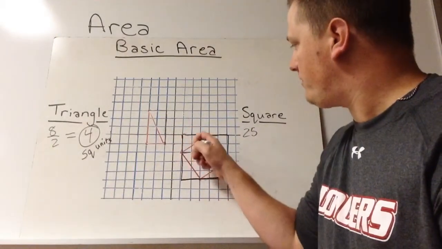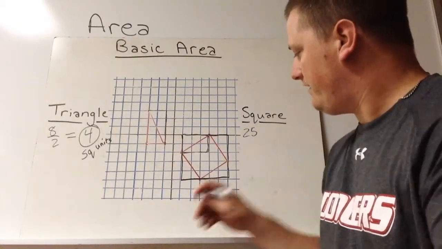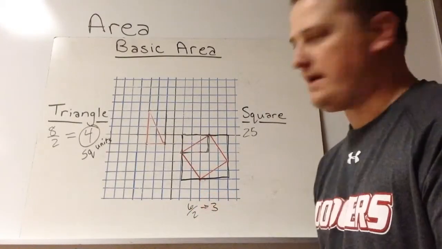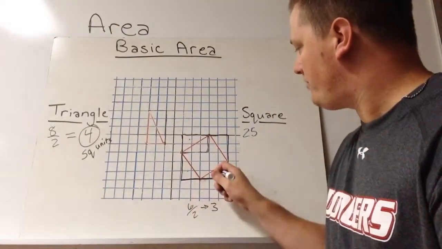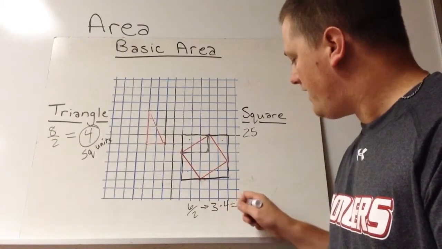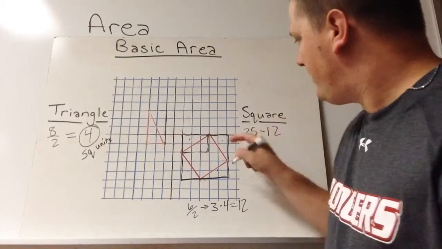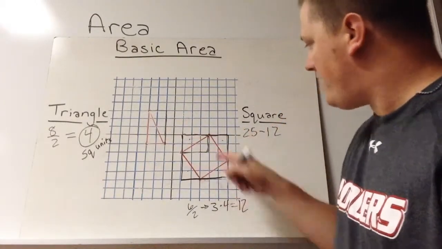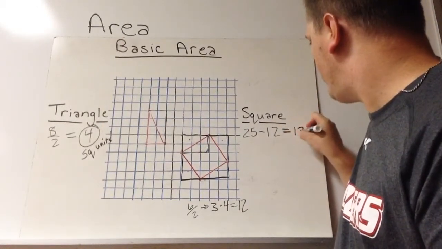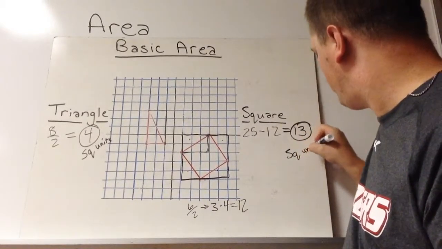So 1, 2, 3, 4, 5, 6. So this rectangle is 6, meaning the triangle is 3. And we had 1, 2, 3, 4 of them. So we just times by 4, and we get 12. So if we subtract these 12 away, we're going to be left with what's in the middle, which would be 13 square units.